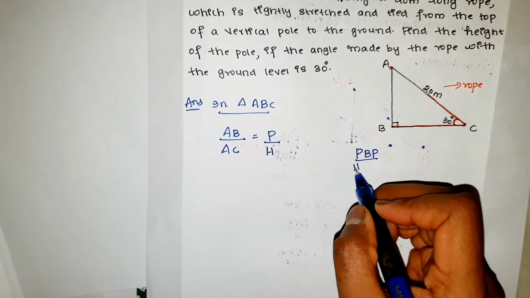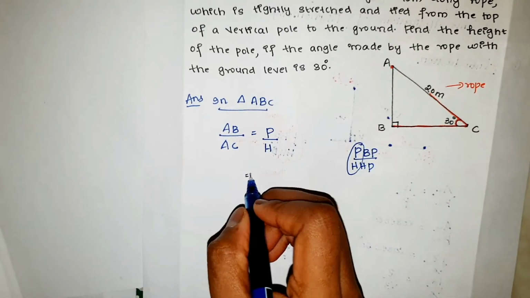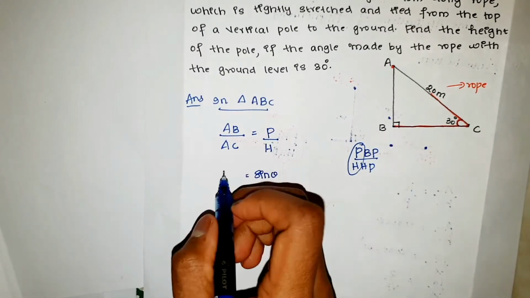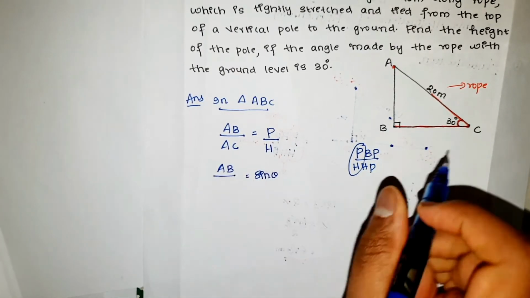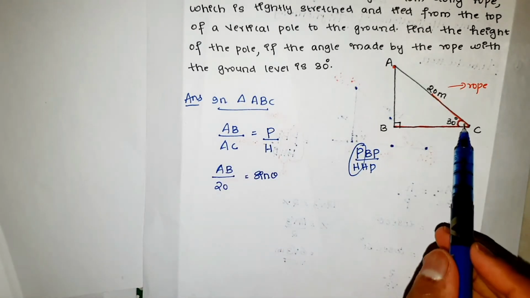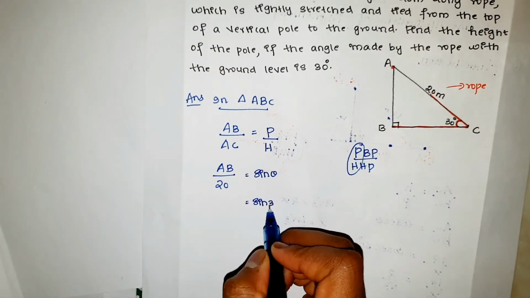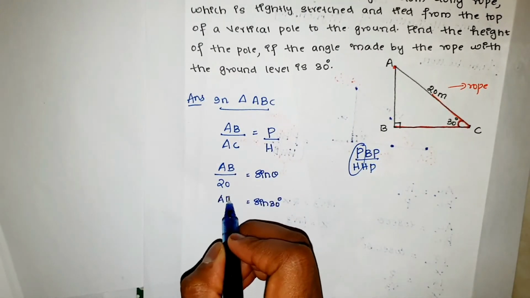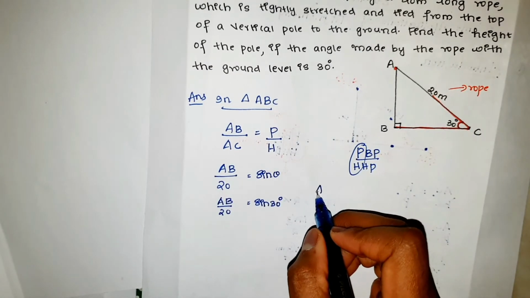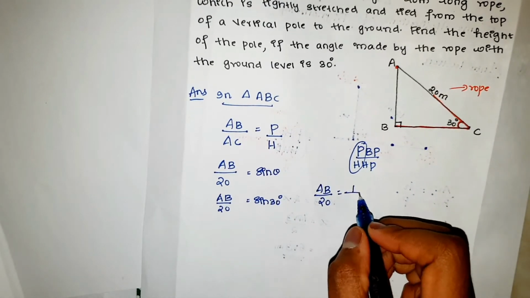P by H is sine theta. So instead of P by H we can write sine theta. AB we have to find, and AC is 20. Here theta is 30, so I am going to substitute 30 degrees. AB by 20 is equal to sine 30. We know that sine 30 is 1 by 2.